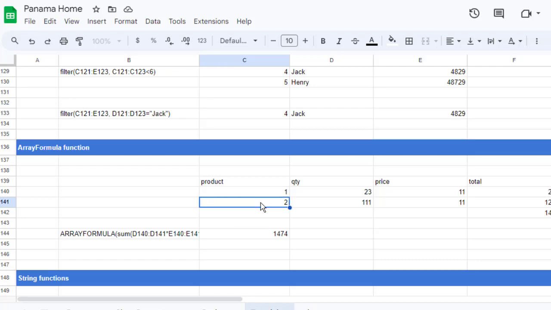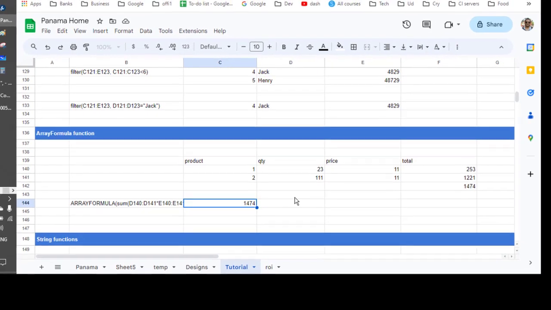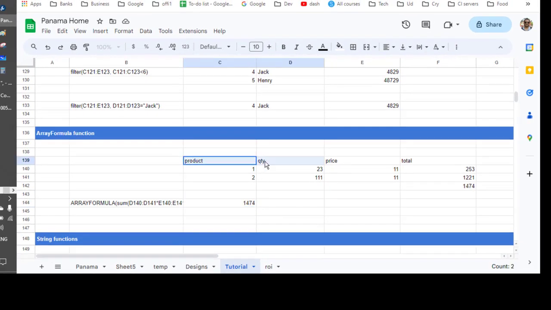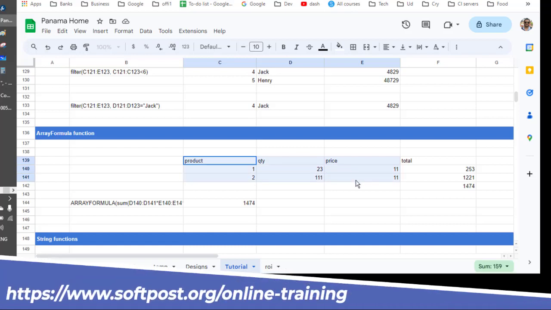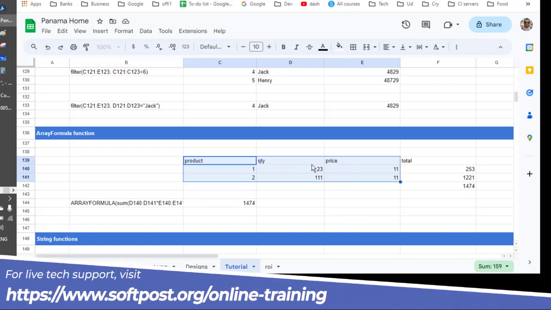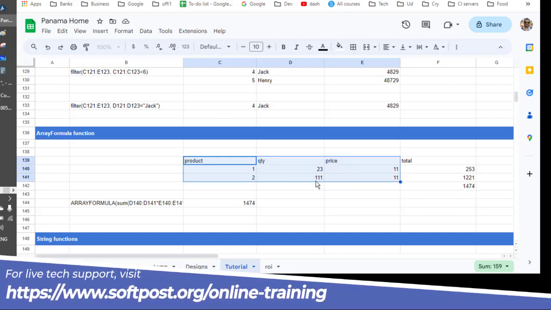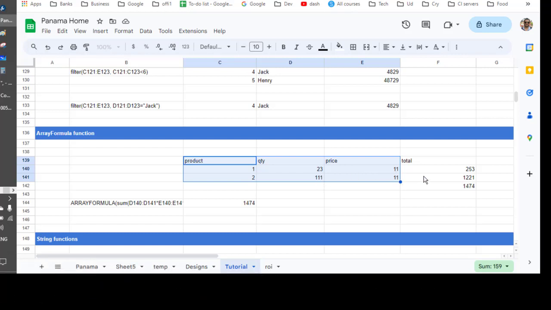In this video, let us look at this array formula function in Google Sheets. To understand this array formula, let us look at this data. We have got product, quantity, price. So this is product 1, product 2, quantity is 23, 111, and price is 1111.